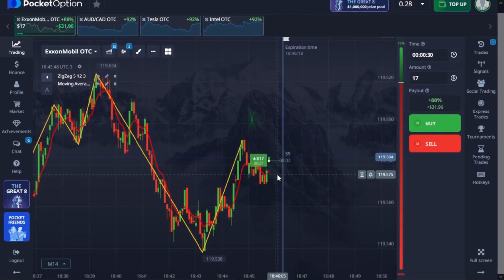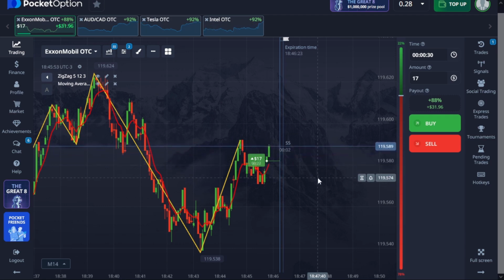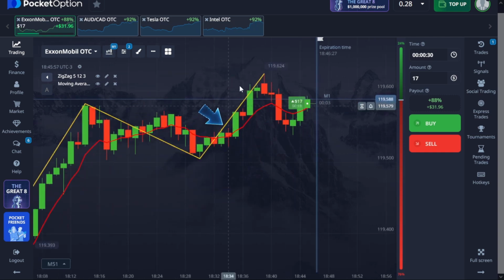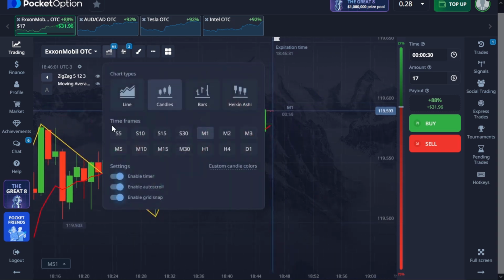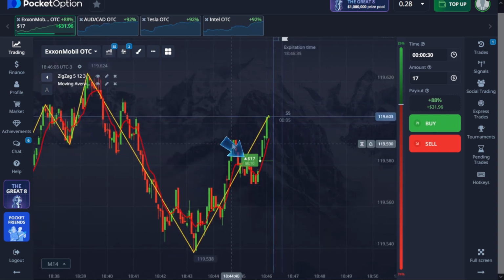Using Zig Zag again. All right, on this pair. And look at this. Okay, look at the moving average, it's going up. First criterion, the price is above the average. Second criterion, the 5 seconds on the Zig Zag tells me it's drawing upwards.